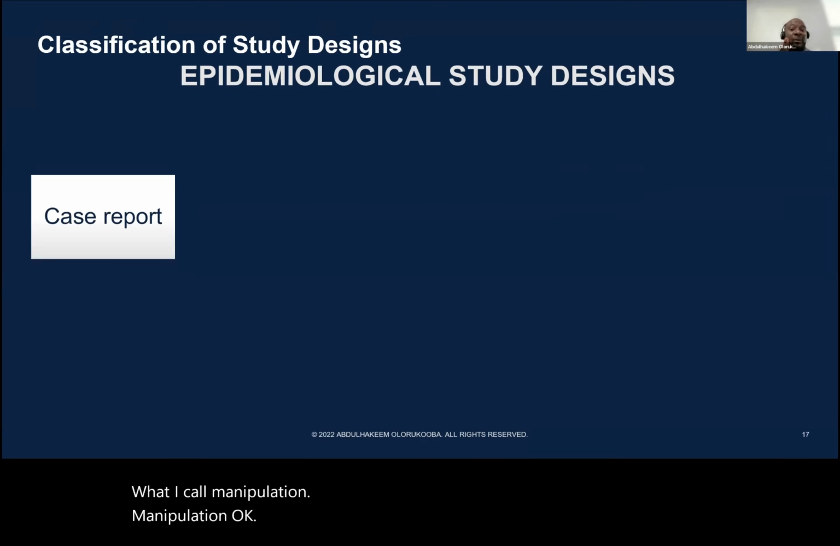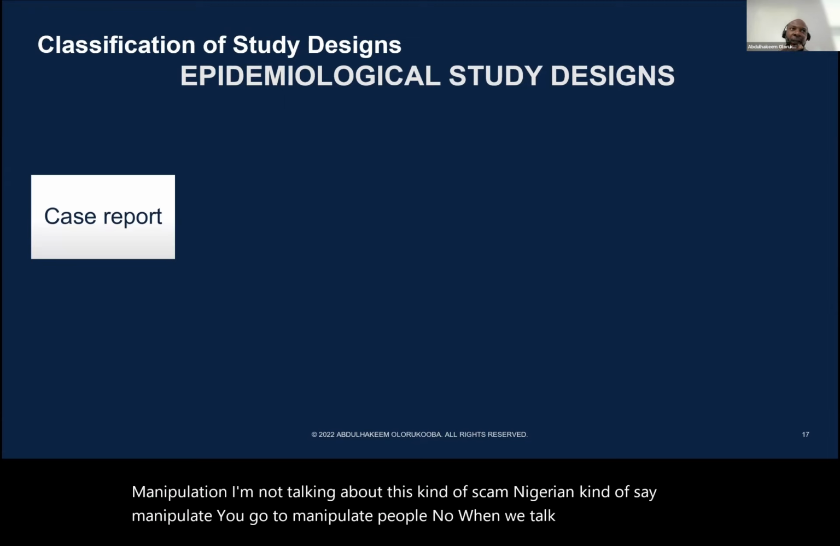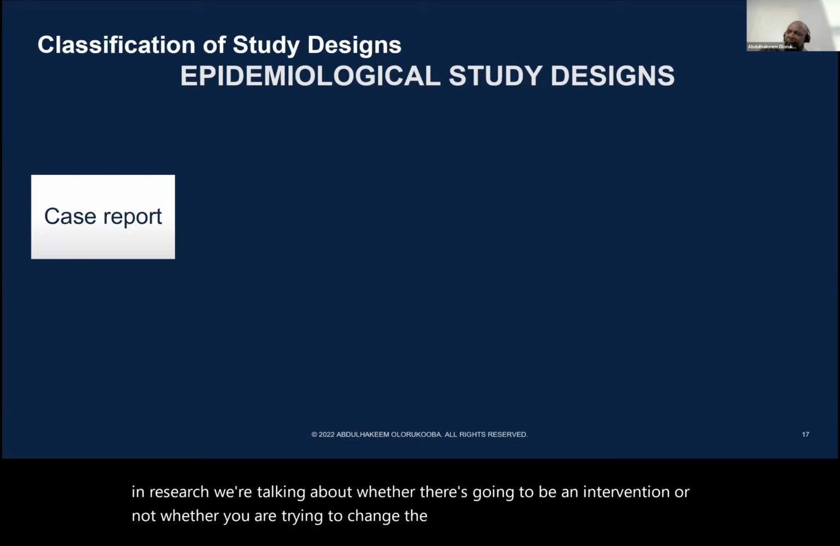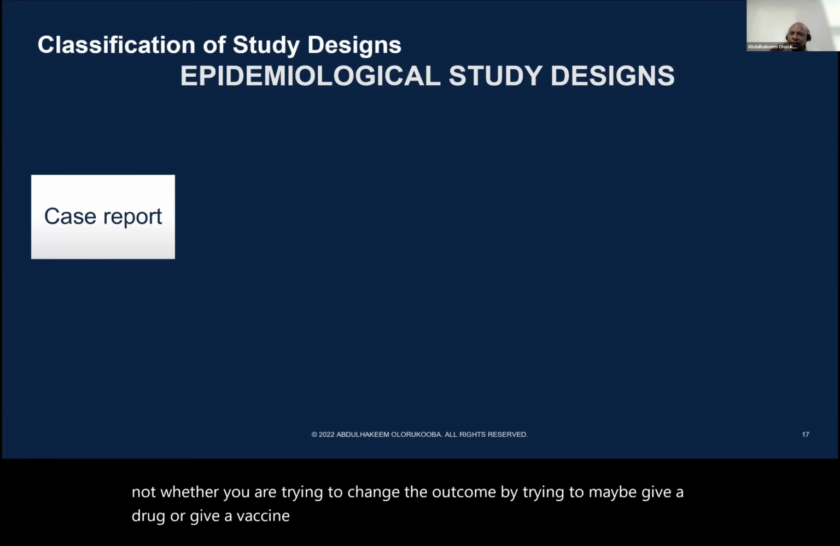Manipulation, I'm not talking about this kind of scam, Nigerian kind of say manipulate, you're going to manipulate people. No. When we talk about manipulation in research, we're talking about whether there's going to be an intervention or not, whether you are trying to change the outcome by trying to maybe give a drug or give a vaccine or withdraw something, so that's manipulation.